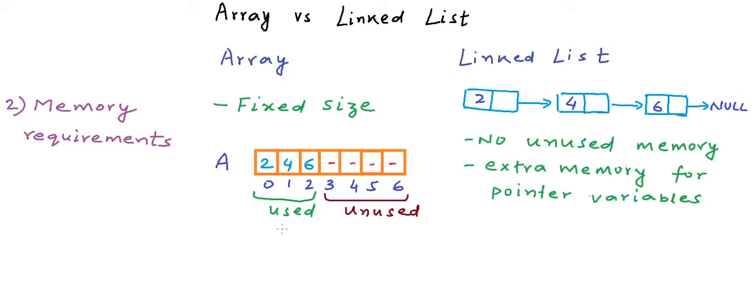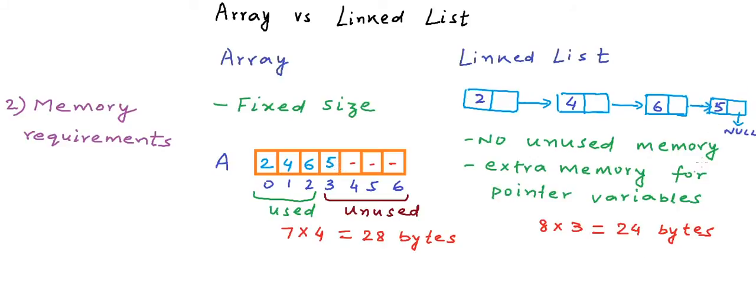So the memory requirement for this array of 7 integers is 28 bytes, and the memory requirement for this linked list would be 8 into 3, where 8 is the size of each node, 4 for the integer and 4 bytes for the pointer variable. So this is 24 bytes. If we add one more element to the list in the array, we will just use one more position, while in the linked list we will create one more node and will take another 8 bytes, so this will be 32 bytes. A linked list would fetch us a lot of advantage if the data part is large in size.